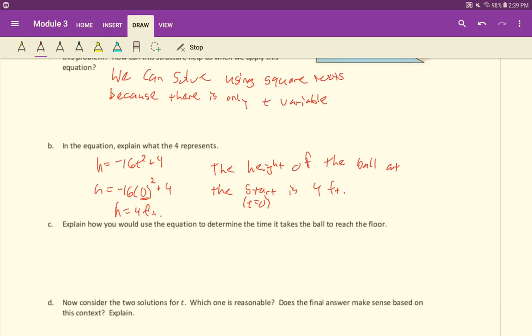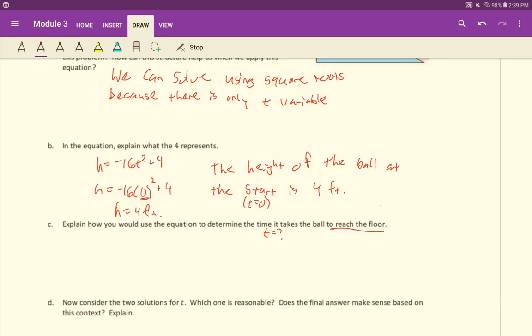Letter C: explain how you'd use the equation to determine the time it takes the ball to reach the floor. So now, reaching the floor. What do we know about the ball when it's reached the floor? Do we know how long it takes to reach the floor? Well, that's what we're trying to find. Determine the time it takes means we're going to be solving for t. So t equals what, right?